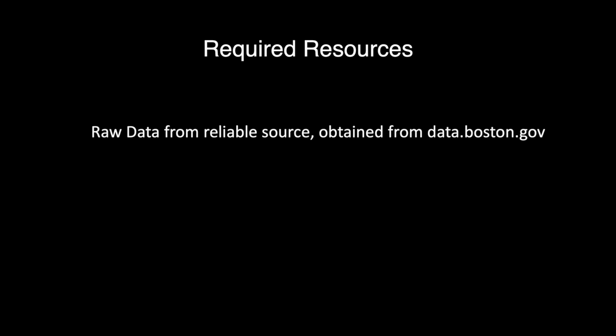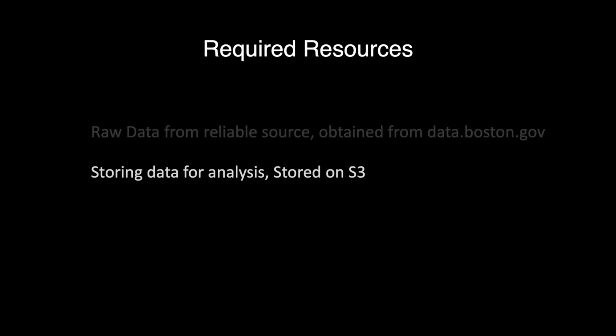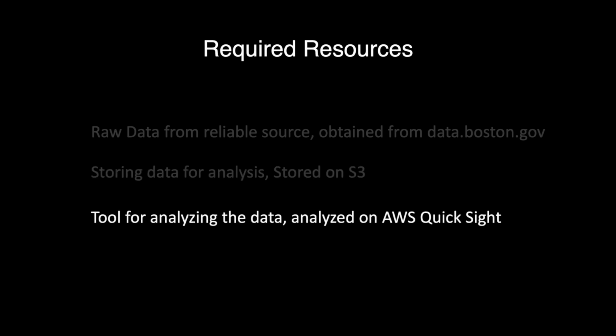The next thing: what are the resources we required for this project? The first thing is raw data. For any analysis, we need data. Data is very important and crucial, and data coming from nowhere is not at all useful because you don't get any real insights. So getting data from a reliable and authentic source is very important. We obtained this from data.boston.gov. The next thing is that for analyzing the data, we need to store the data. The storage part is done on S3. And the next thing is analyzing the data, that is a business intelligence tool. We analyze data using AWS QuickSight.